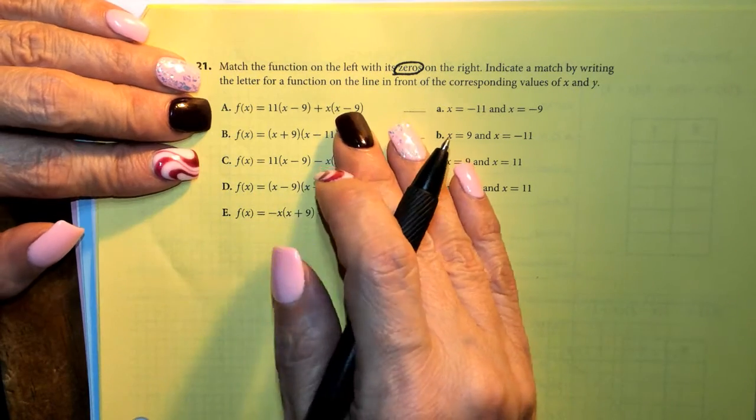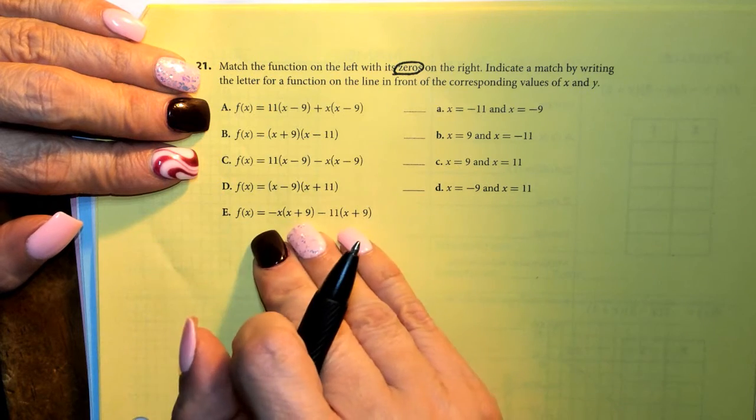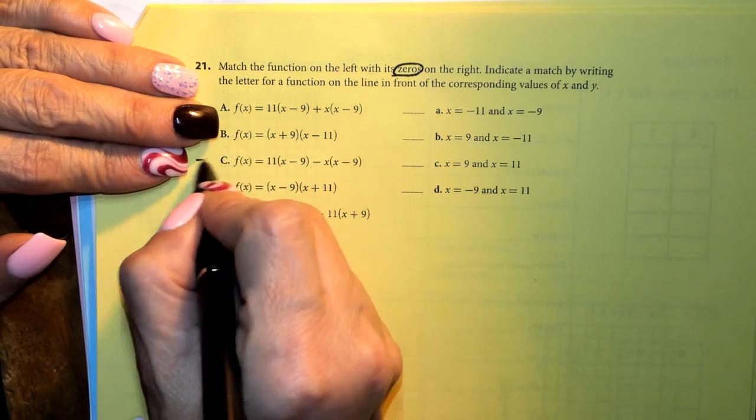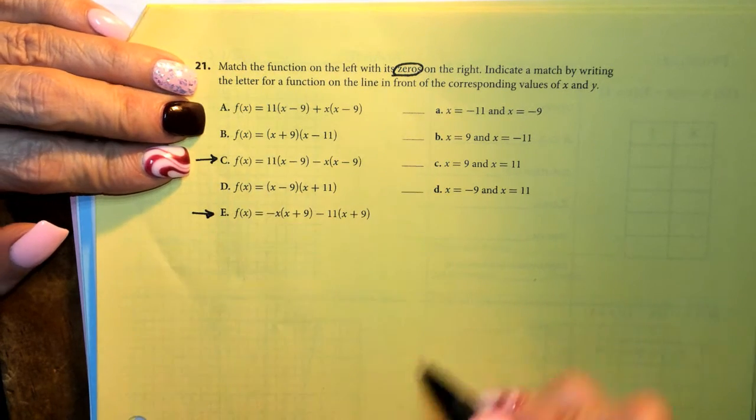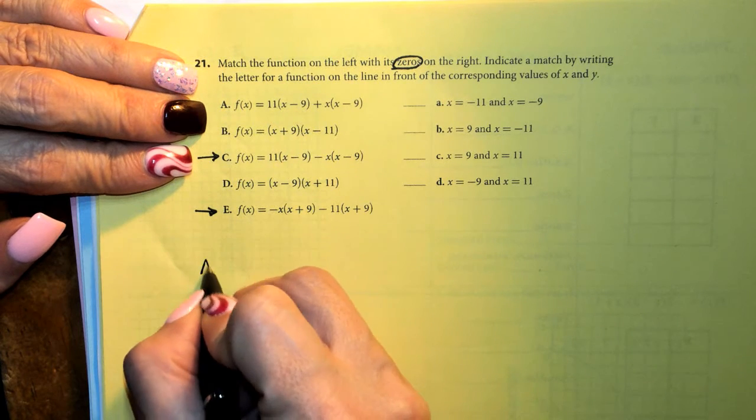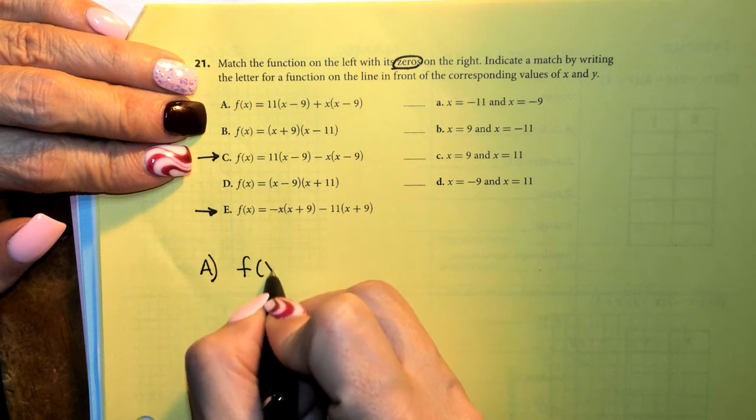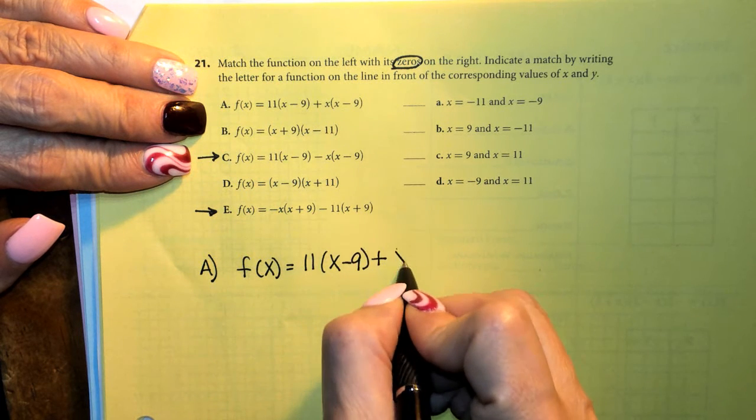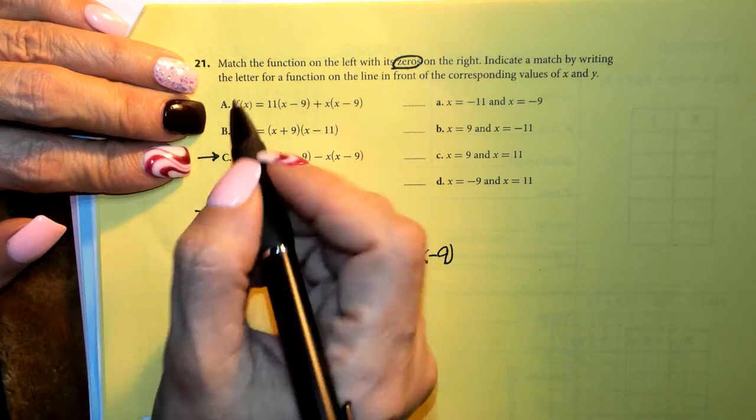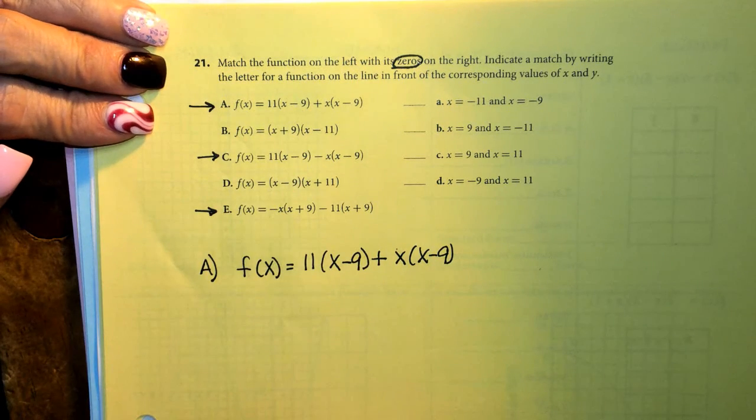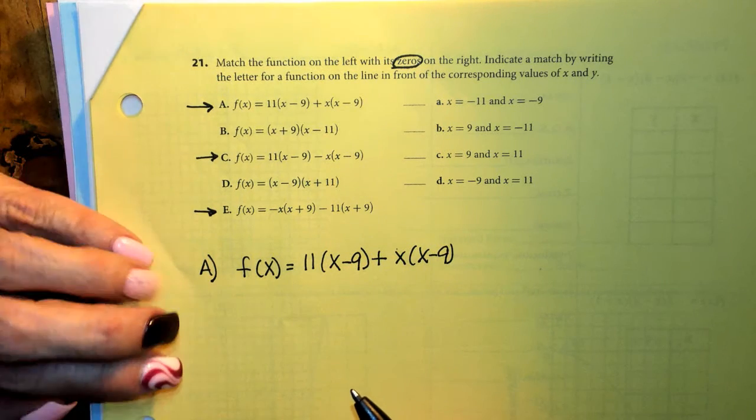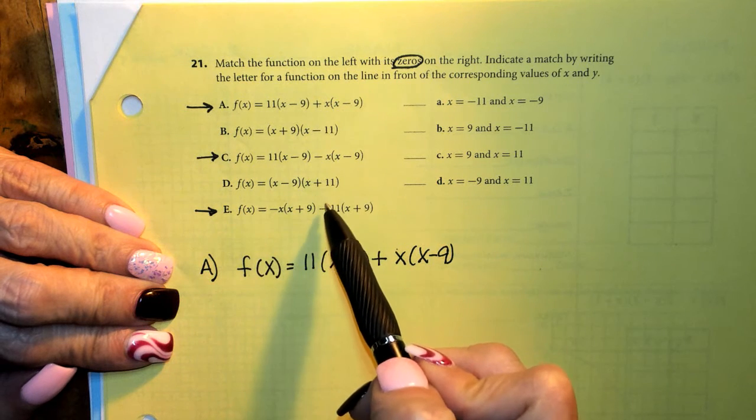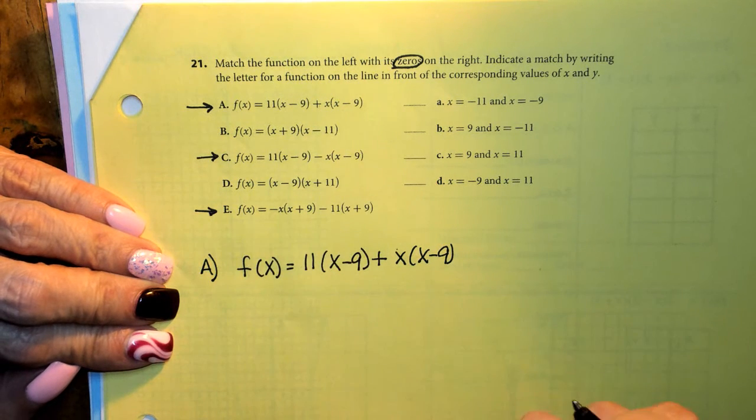I'm going to do the first one, and then I'm going to leave you to do the other ones. And I'll help you on the last one as well. So let's start with A. A says that f of x equals 11 times x minus 9 plus x times x minus 9. Okay, I was wrong again. A, C, and E are the same. They have a plus, a minus, and a minus in the middle, so we have to be careful with that.